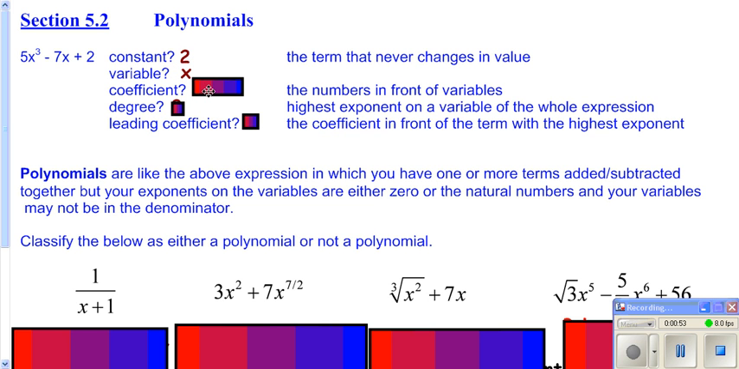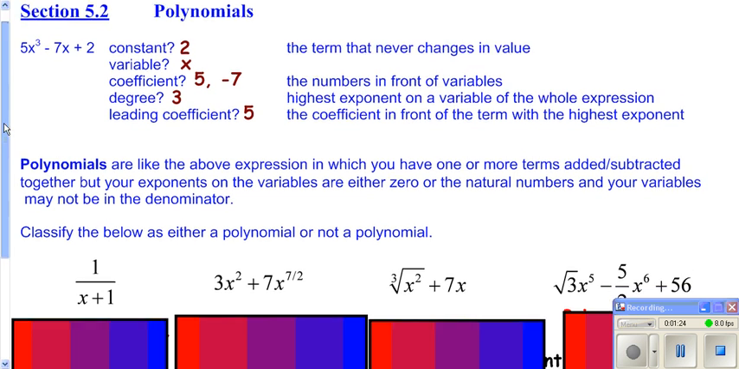Your coefficients are just the numbers in front of your variables, so that would be your 5 and your negative 7. Your degree is the highest exponent that occurs. In this case, it's a 3. Your leading coefficient is the coefficient, one of these two here, but it's got to be the one that's in front of your term with the highest power. Here, this is an x to the first. Here, this is an x cubed, so your leading coefficient is your 5 because it's in front of the term with the highest power.